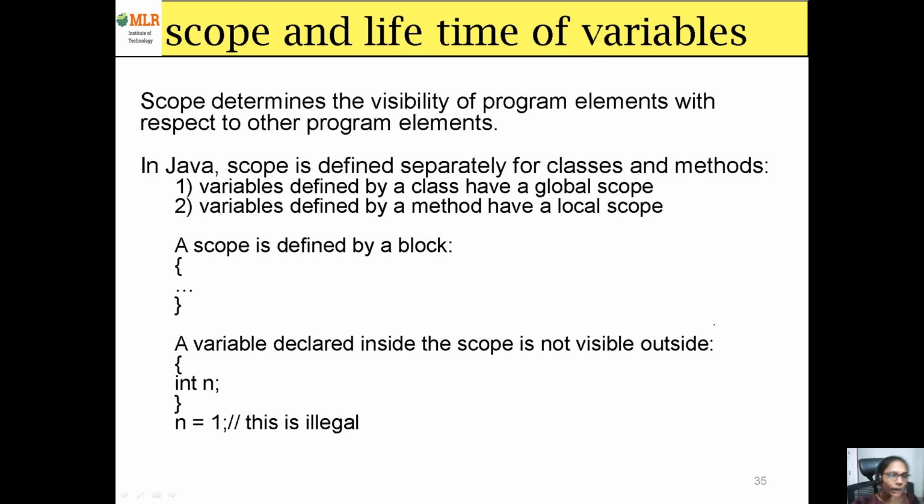And coming to scope and lifetime of variables, that means till what point I can access. Scope is nothing but the visibility of the variable. Till what point that variable is visible, after that it will be lost. So that you are calling scope or lifetime. Now the scope can be defined in two ways in Java: one is global scope and the other is local scope.